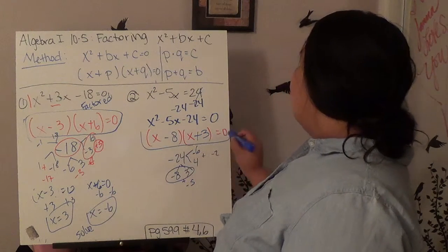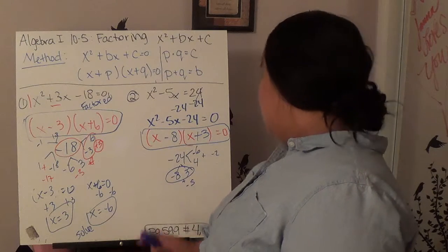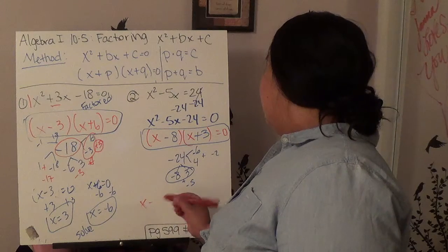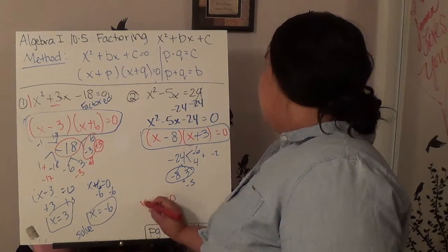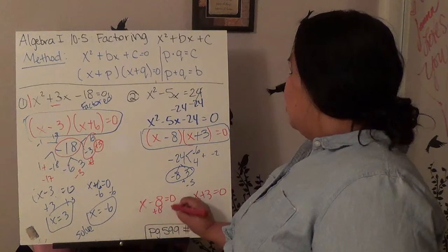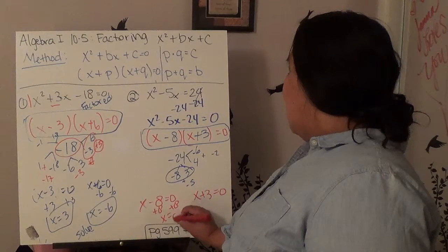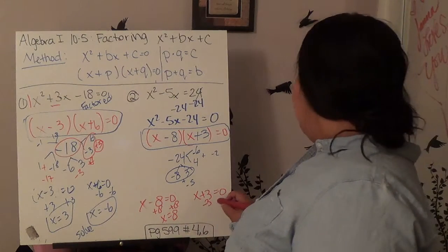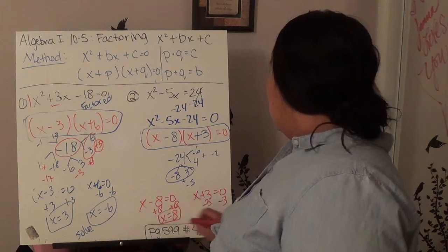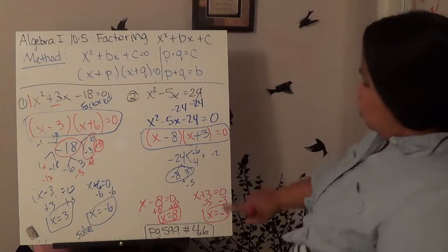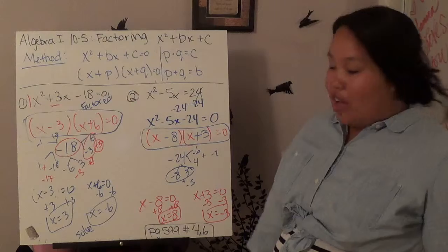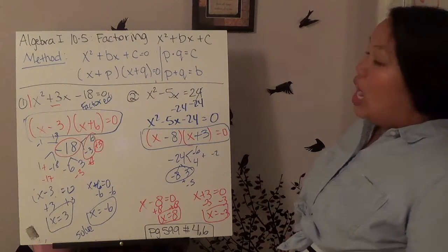So again, this is my factored form, and if they want me to solve it, I'm going to do x minus 8 equals 0, and then x plus 3 equals 0. I'm going to add 8 to both sides, and I end up with x equals 8. Then I'm going to subtract 3 from both sides, and I end up with x equals negative 3. So here are my two answers, factored and solved. Try page 599, numbers 4 and 6, and I will see you in class.